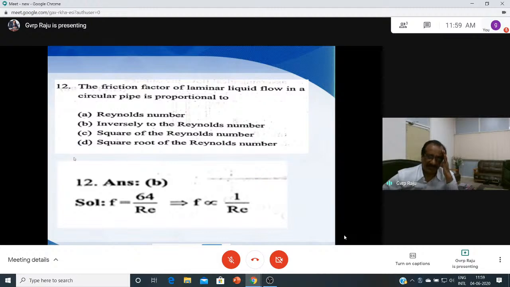The friction factor of a laminar flow in a circular pipe is, once again, f equal to 64/Re. So f is proportional to 1/Re, which means it is inversely proportional to the Reynolds number. You can straight away say, with the help of this simple equation, that the friction factor for laminar flow is inversely proportional to Reynolds number.